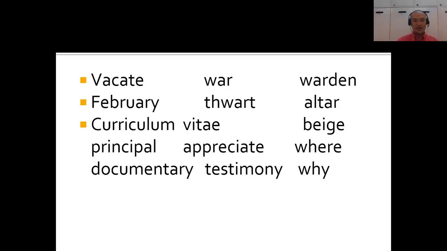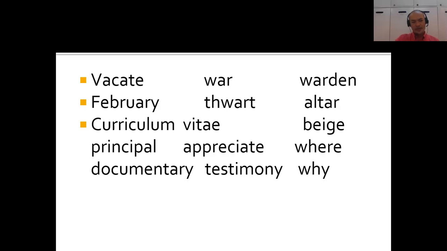Next we have beige. The last sound is a ZH. It's not a J sound, but a ZH sound, beige. Then I included words that begin with WH because we often mispronounce that as where. The proper way of saying that is hw. You blow the air. It's like inverting the H and the W. Where and why and other words like that.